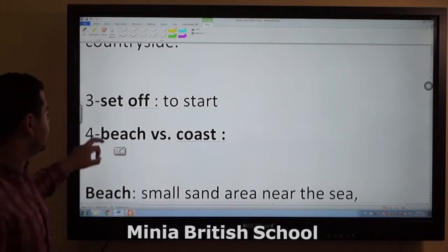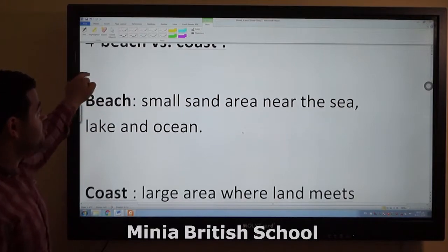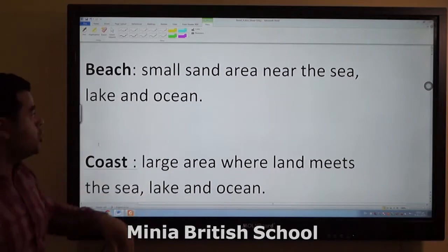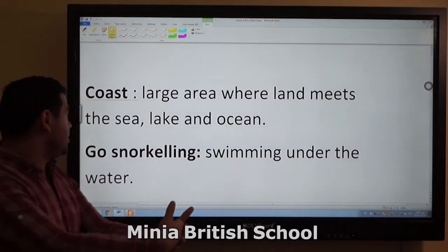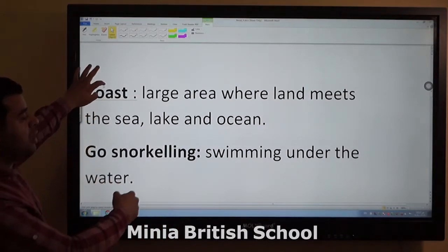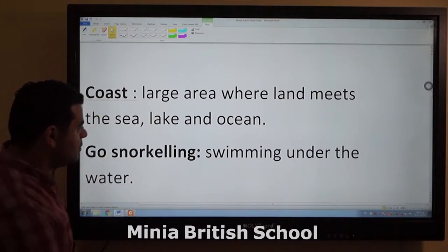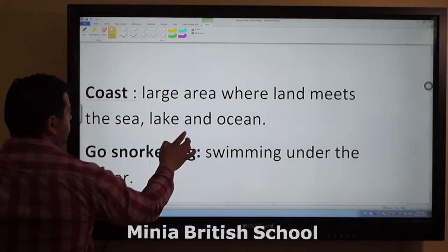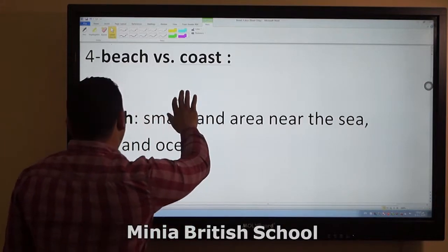to start. Beach versus coast. Beach is small, the sand area, mainly the sea, lake and ocean. Whereas coast, large area where land meets the sea, lakes and ocean. Go snorkeling, go swimming under the water. Okay.